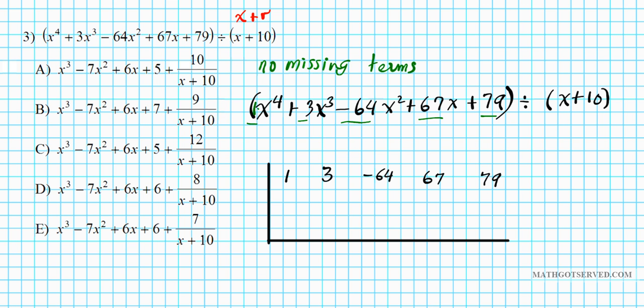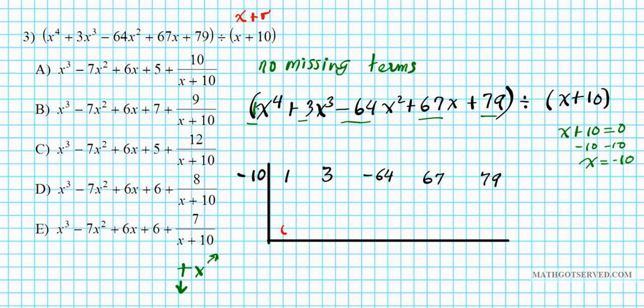Now, this is another part where you want to be extremely careful. You do not just take this number 10 and place it right here. You have to find the root of the divisor. How do we find the root of the divisor? You set it equal to 0 and solve for x. That tells you the root. So you subtract 10 from both sides. Negative 10 is what goes outside of our synthetic division bars. Now to finish this off, we're simply going to add down and multiply across repeatedly until we get to the final column. All right, let's go ahead and get started.